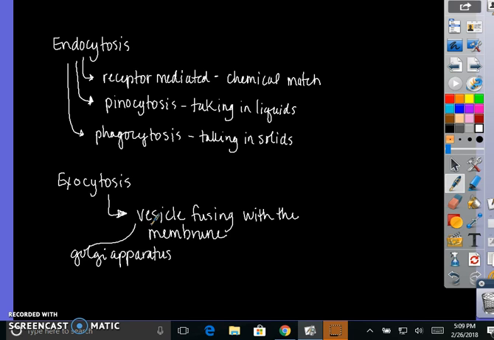Now, the only time that exocytosis and endocytosis may not be using energy would be on the passive transport side, and that's when they're following the concentration gradient. So just keep that in mind when you're trying to decide.